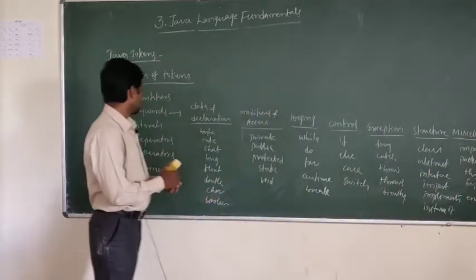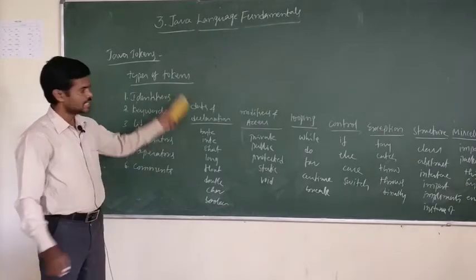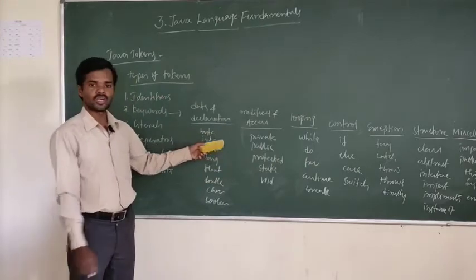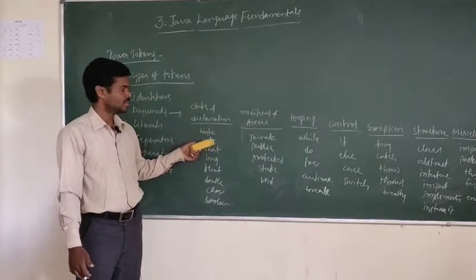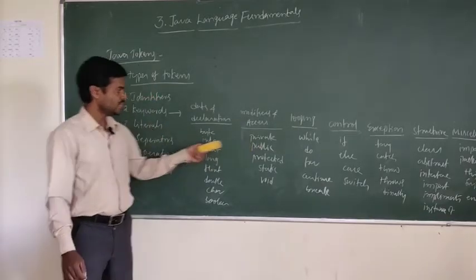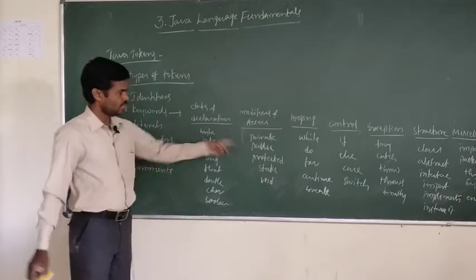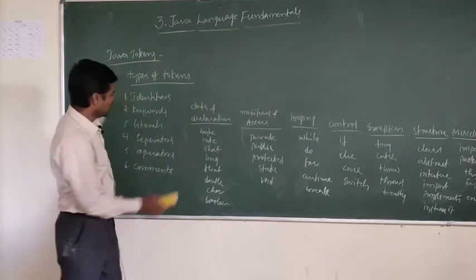So these are the list of keywords used in the Java language. These keywords have special meaning to the compiler, so you cannot use them for your user defined names, because each and every keyword has some special meaning. Understood? Except for these, you have to use user defined names. These are the keywords.